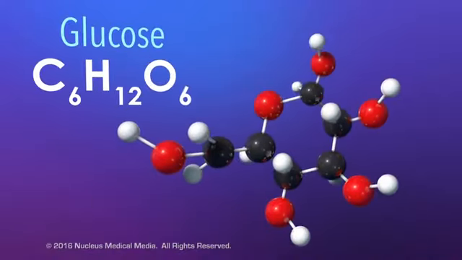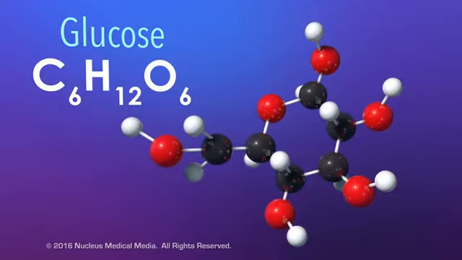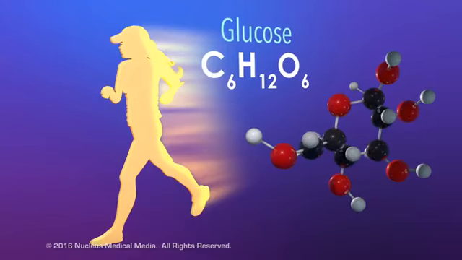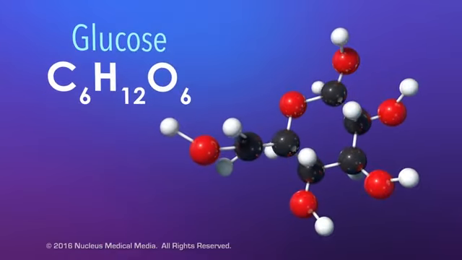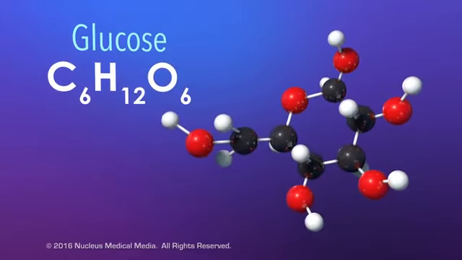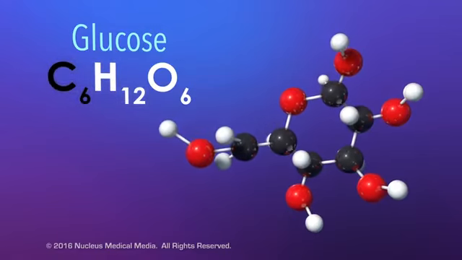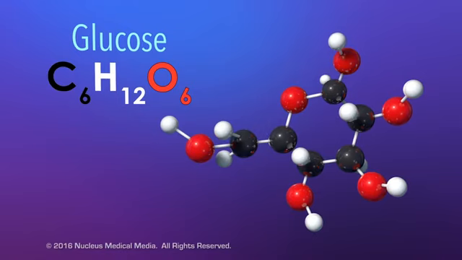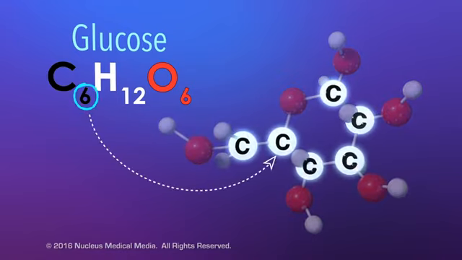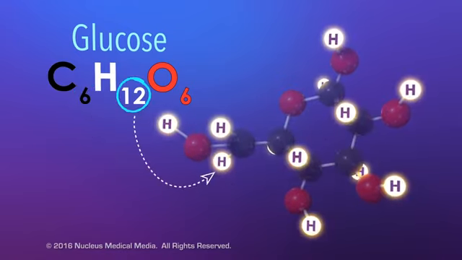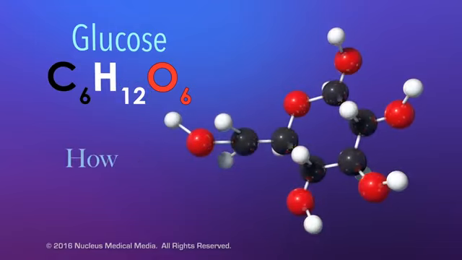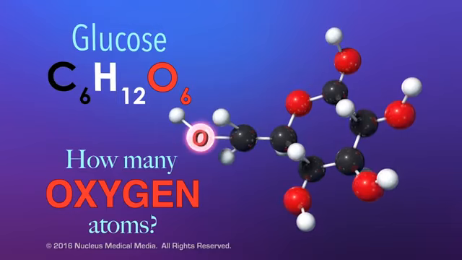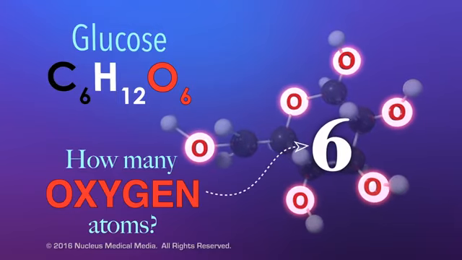Okay, the last example of a compound is glucose, a simple sugar your body cells use for energy. The chemical formula for 1 unit of glucose is C6H12O6. Here we can see that 1 unit of glucose has 6 carbon atoms and 12 hydrogen atoms. How many oxygen atoms does 1 unit of glucose have? If you said 6 oxygen atoms, you'd be right.